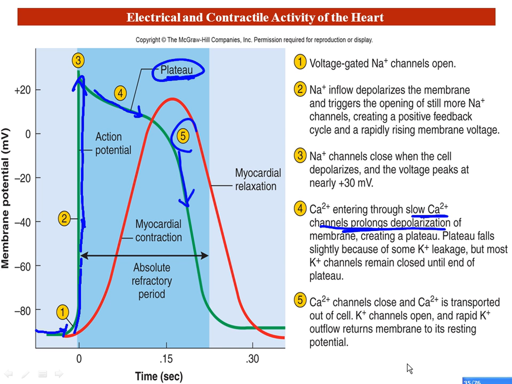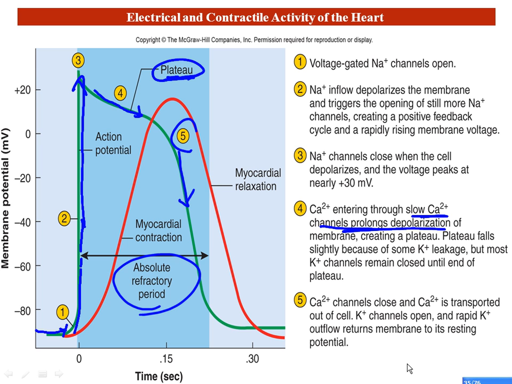Now what's the point of this plateau period? The point of this plateau period is to extend the absolute refractory period. This is the time period in which a muscle cannot contract regardless of the stimulus strength. And by extending the absolute refractory period, it prevents tetany within cardiac muscle. Tetany in cardiac muscle is a life-threatening condition because if a muscle can't relax, it can't receive blood.